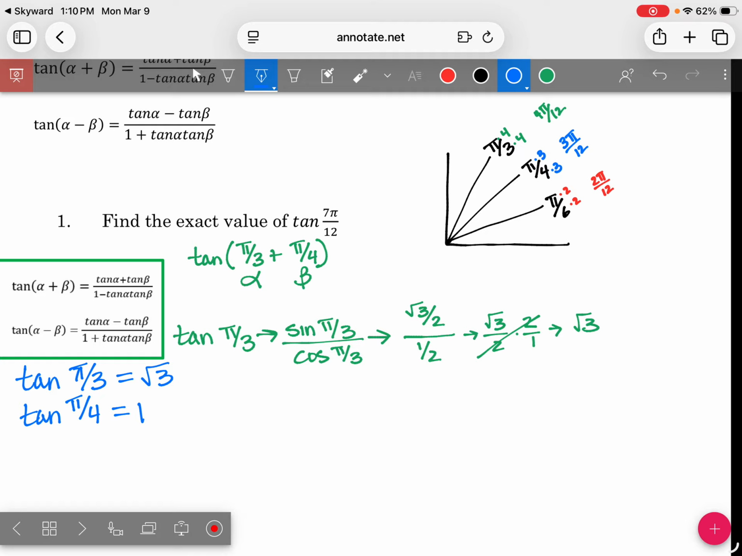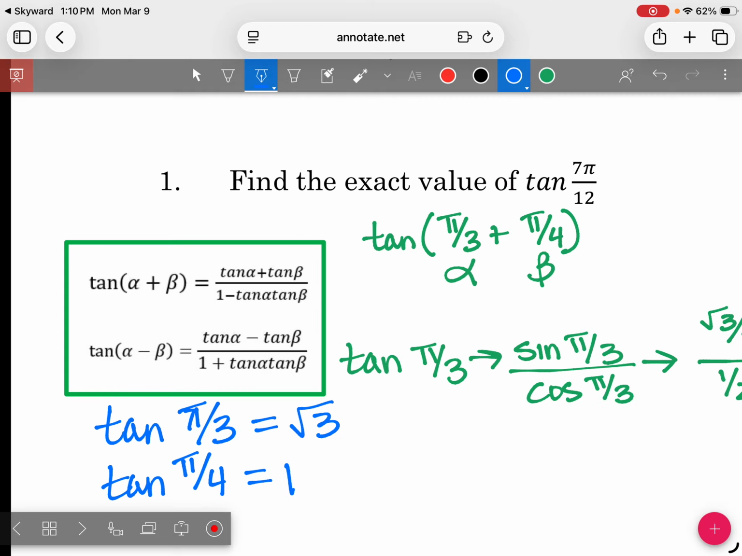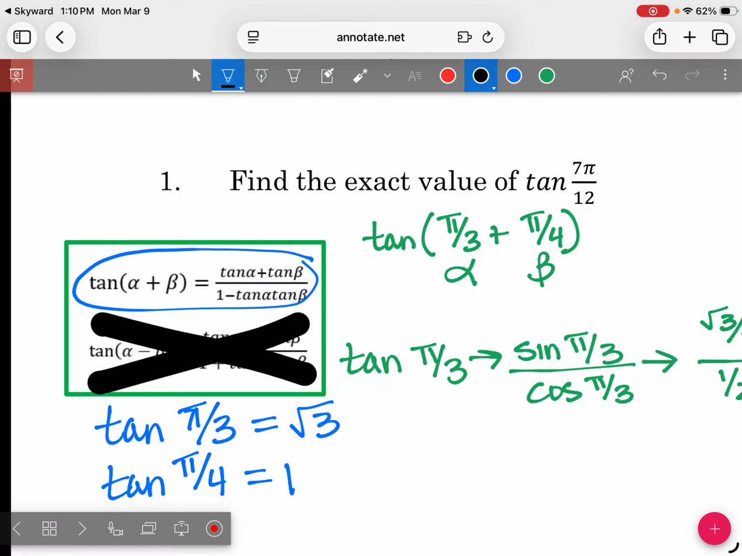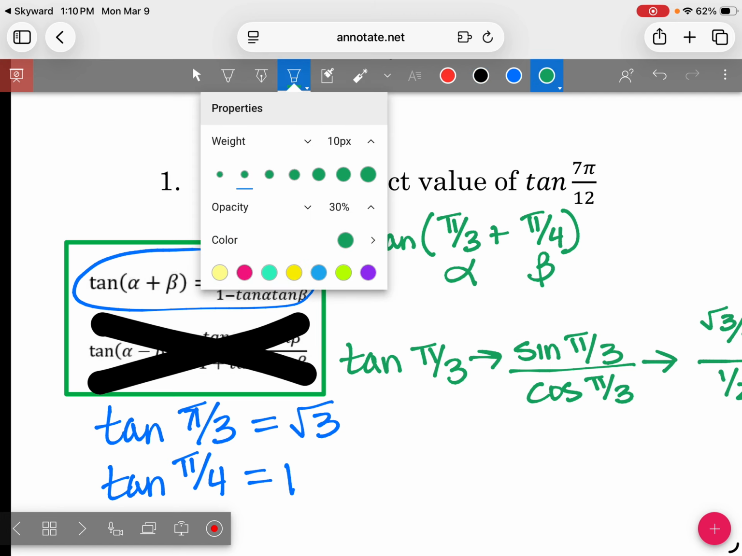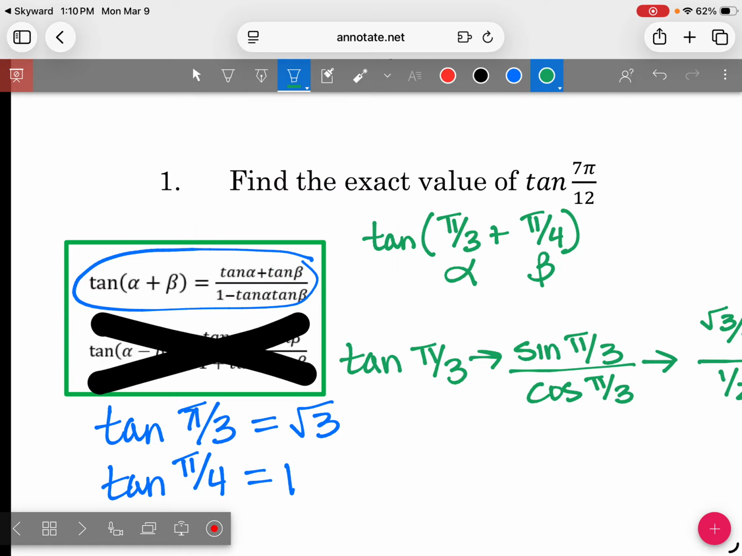Okay, so remember, pi over 3 is alpha. And this is the identity we're working with. We're not doing this one yet. So every place where you see tangent of alpha, I want you to put a root 3. And every place where you see tangent of beta, you should put a 1.